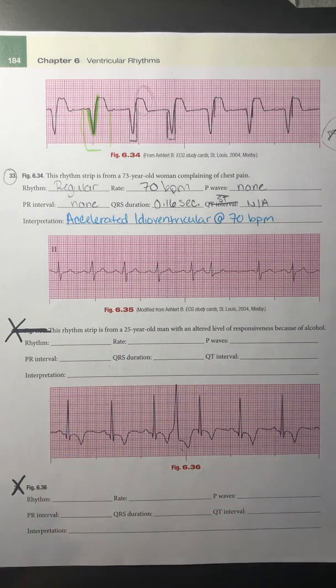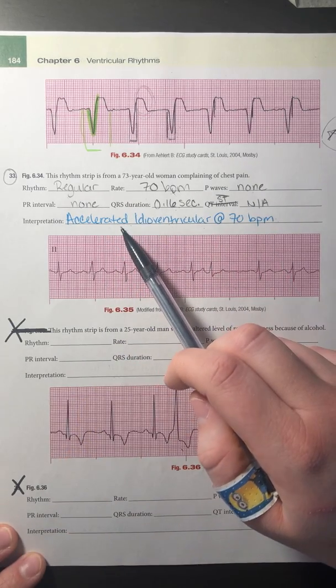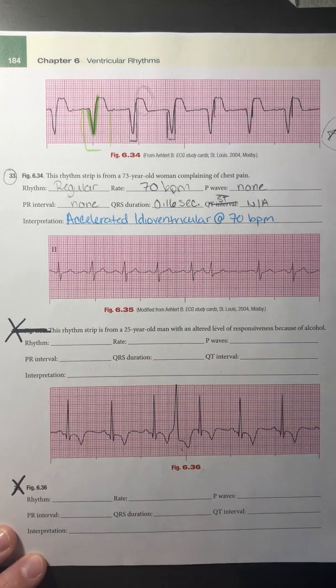It's called both things. It's accelerated because my rate is 70 beats per minute, and we know that the regular intrinsic rate of the ventricles is 20 to 40. So it is accelerated for that pacemaker site, but it's not quite tachycardia because it's not over 100 beats per minute.